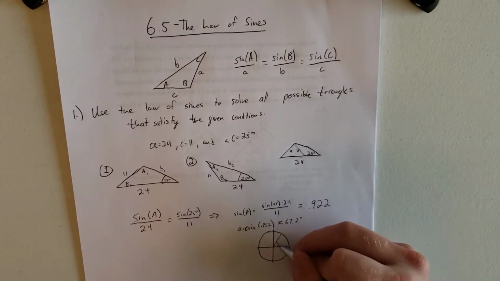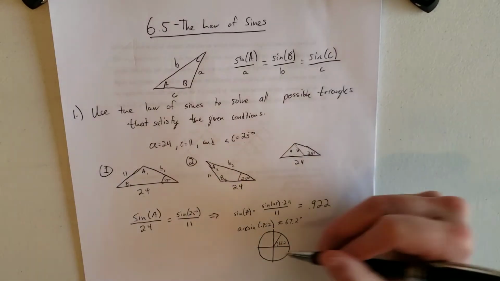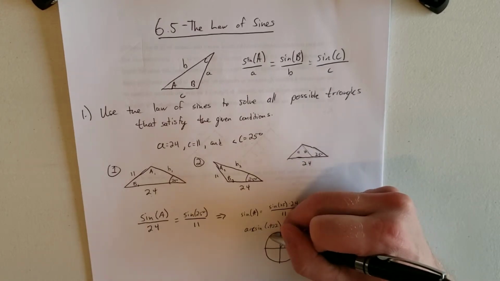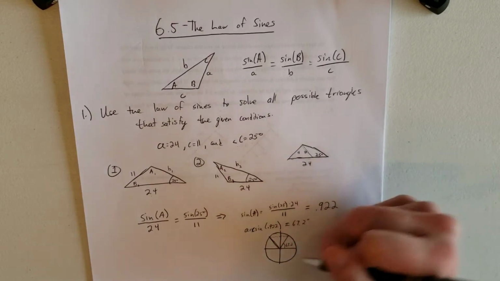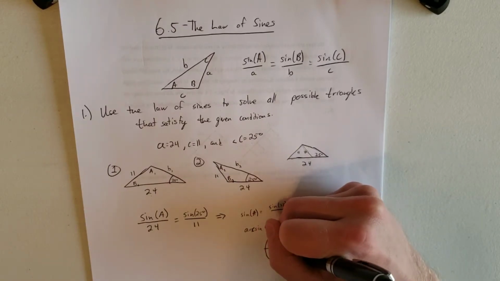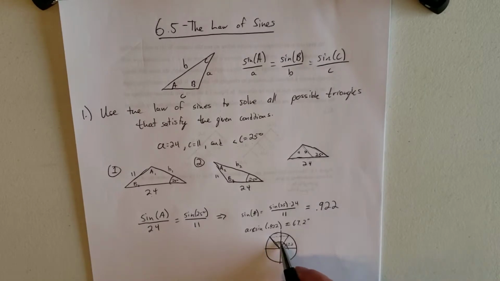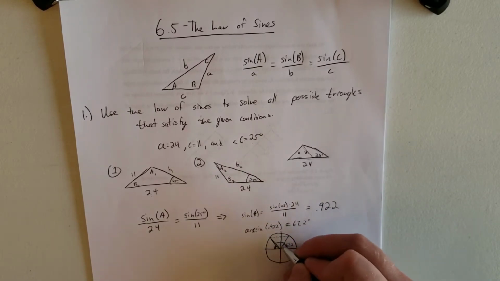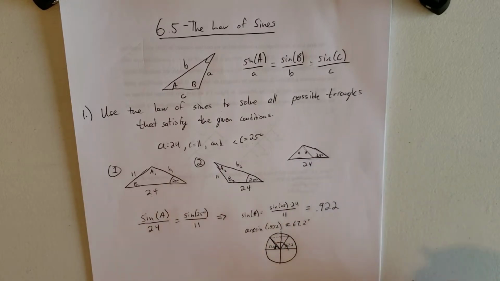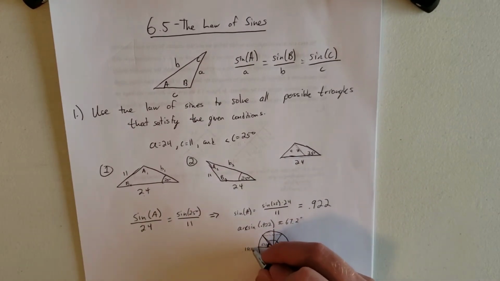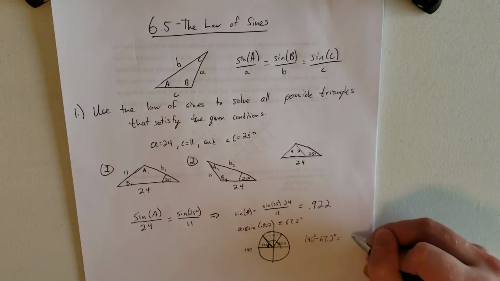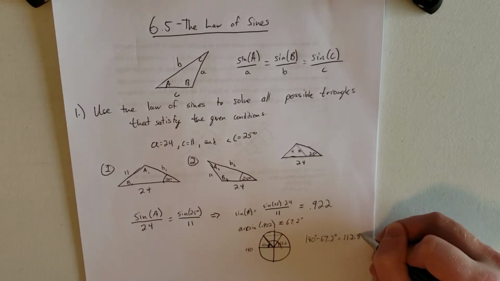Well, first off, 67.2 degrees did that. But also, we're going to have another angle over here that has the same sine value. Okay, so that's the angle here. It goes from here to here. Well, what do we know? We know the reference angle. Maybe I shouldn't have used two lines, so just use one. That reference angle here is 67.2 degrees. So this angle here is 180 degrees minus 67.2 degrees, or in other words, 112.8 degrees.